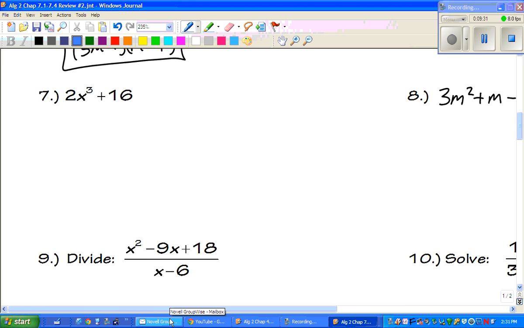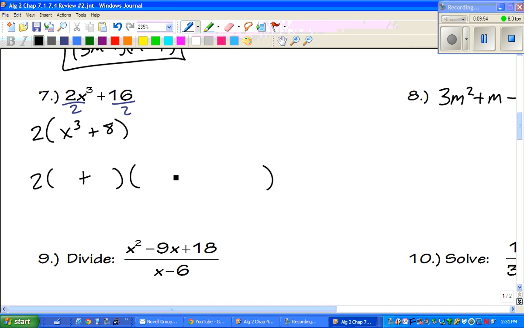Okay, number 7. Is there a GCF first? The answer is yes. You can take out a 2. But then you're left with x cubed plus 8, which is the difference of 2 cubes. Okay, this is just like 9, where you're going to break it down, and it's going to be plus, minus, plus. So go ahead and pause the video and see if you can figure out the rest of the pattern.